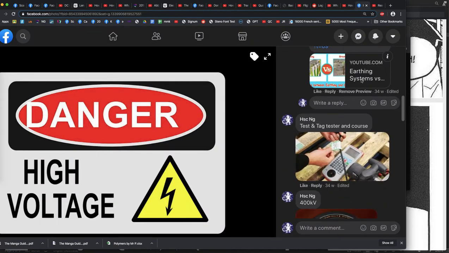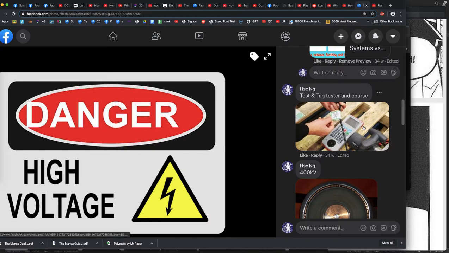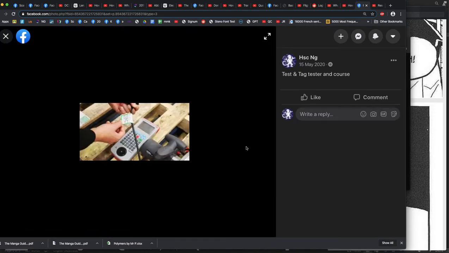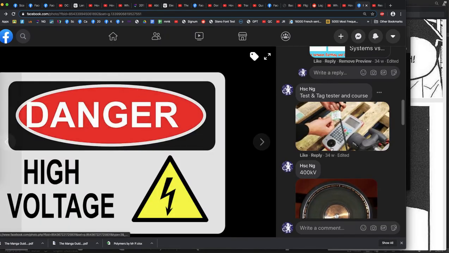Okay, so the next thing we're going to talk about is the tag and tester course. So I, at some point in my life, thought it would be a good idea to do this course. It cost me a couple $100. And if you buy this machine, you can go around and you can tag electrical equipment. Most people don't tag electrical equipment in their home, but it's usually a condition of most workplaces that they have tags on all of their electrical devices.